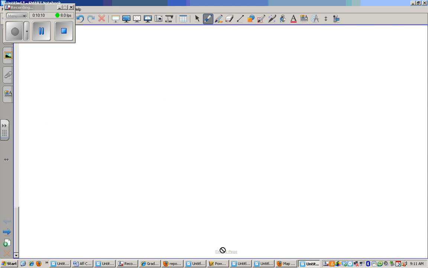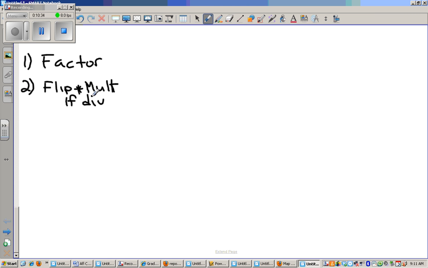Of course, the concept's the same all the time. Factor, flip and multiply if it's dividing, and reduce. So that's what you're doing. Those are your steps. Factor, flip and multiply if it's division. And then the last step is to reduce. All right, let's try another one.